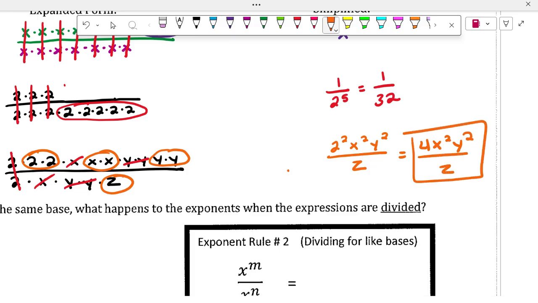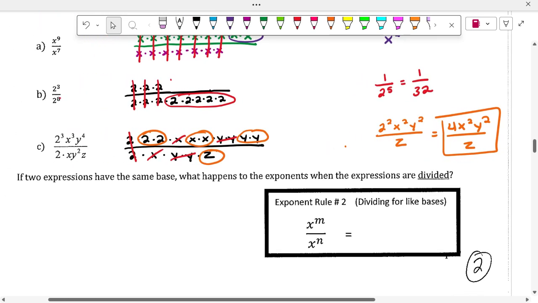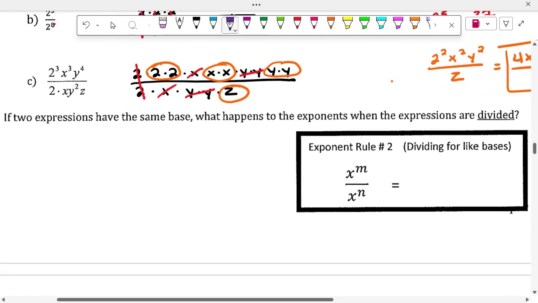So, shh. Guys, please stop talking. Any questions on the expansion method? So what happens when they're divided? You subtract the exponents.